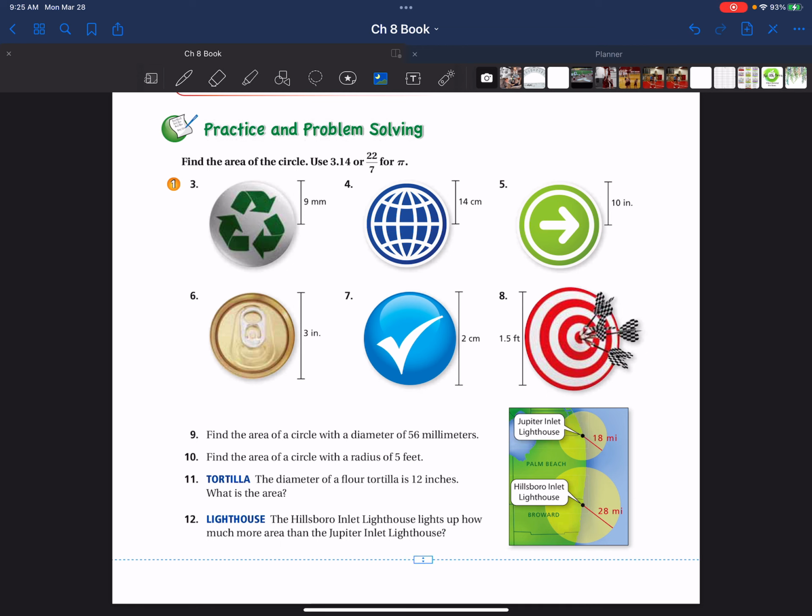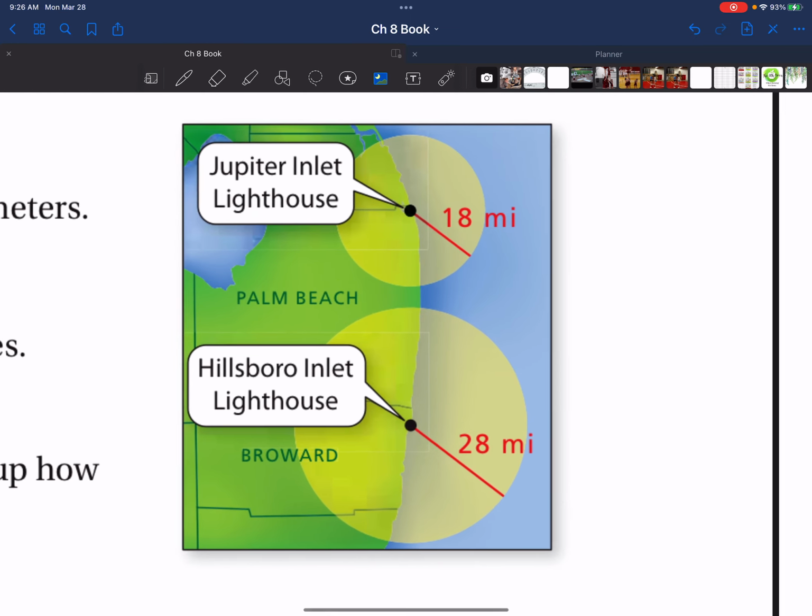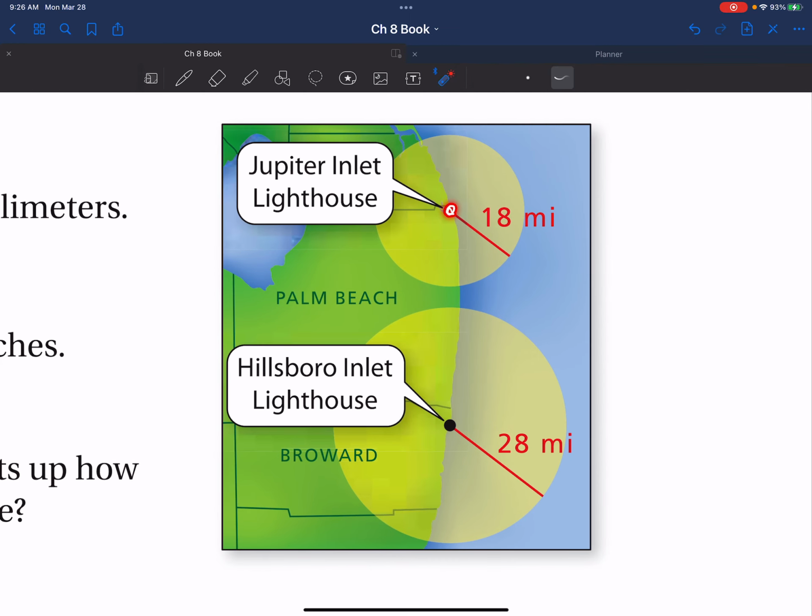Number 12, we're going to use this picture over here to the side. The Hillsborough Inlet Lighthouse lights up how much more area than the Jupiter Inlet Lighthouse? So this is kind of a cool picture. If this is the lighthouse and this is the lighthouse, they're showing you how much the light reaches all the way around this area, which means I want to find the area of that circle and I want to find the area of that circle, and then I'm comparing them, so then I have to subtract them. And it gave me the radius for each of these, so that was really nice too.